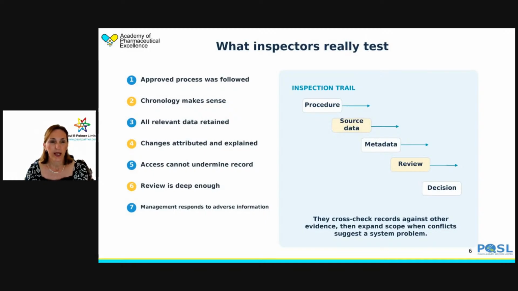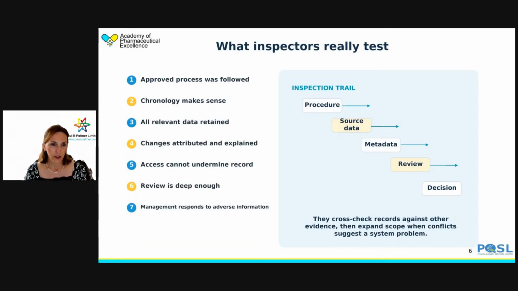The sixth test would be to qualify whether the review is deep enough. A review signature alone is not evidence of an effective review if the reviewer did not use the source data or the relevant audit trail. So they want to see the evidence of that, the depth of the review. And the seventh test is, did management respond appropriately when adverse information became known?